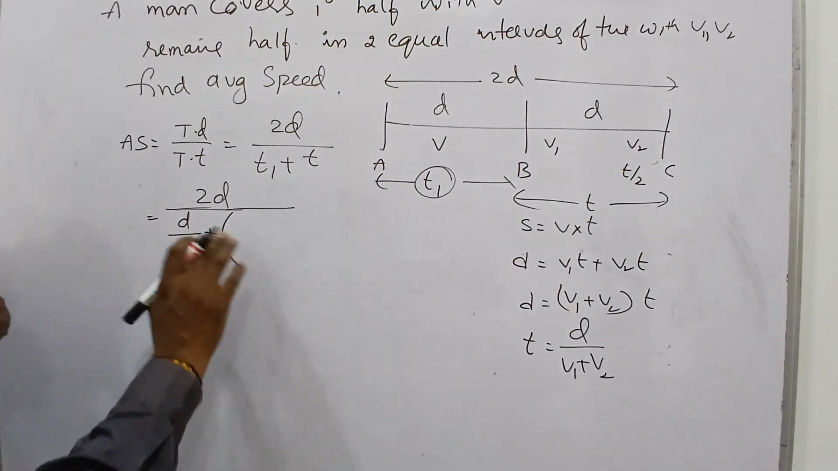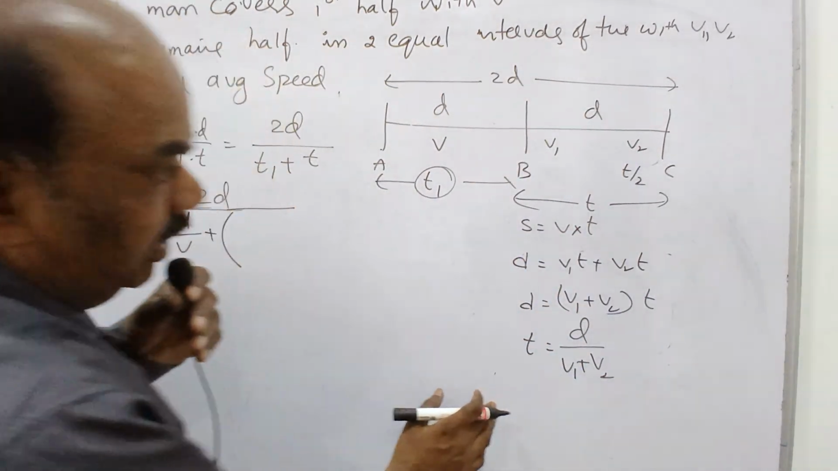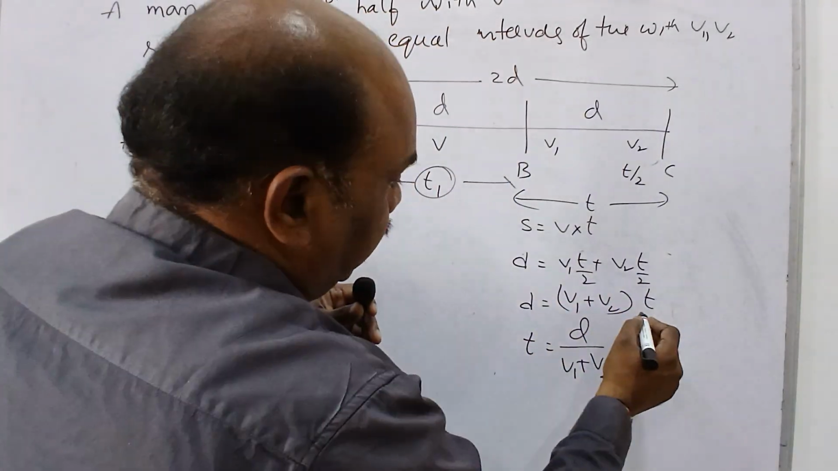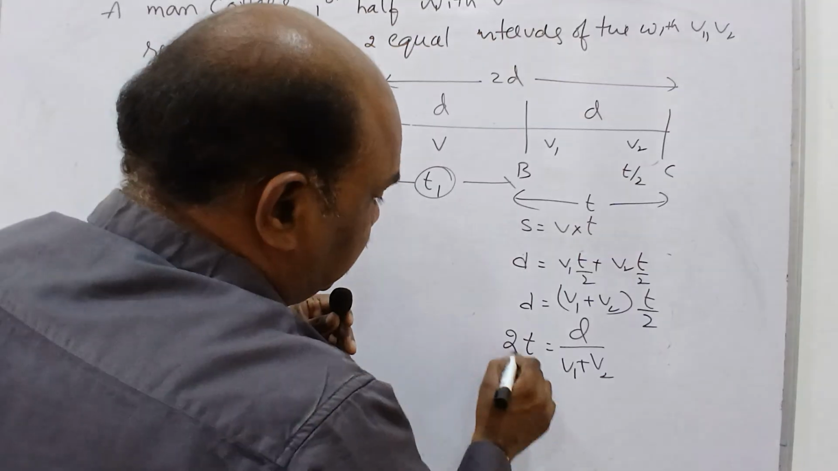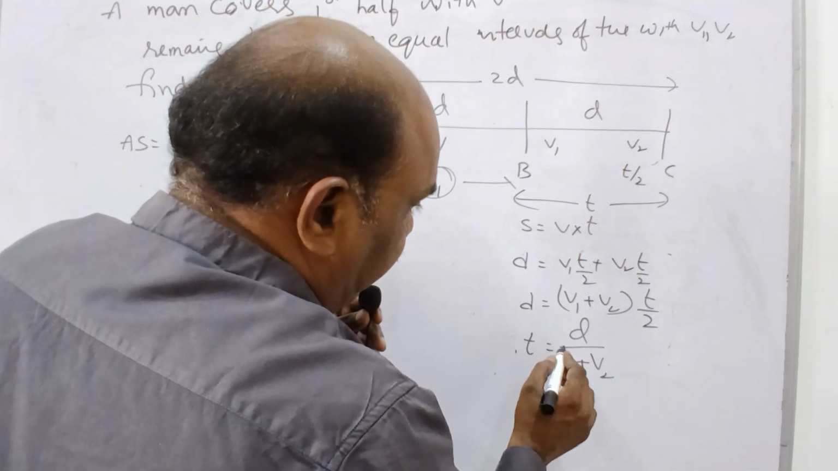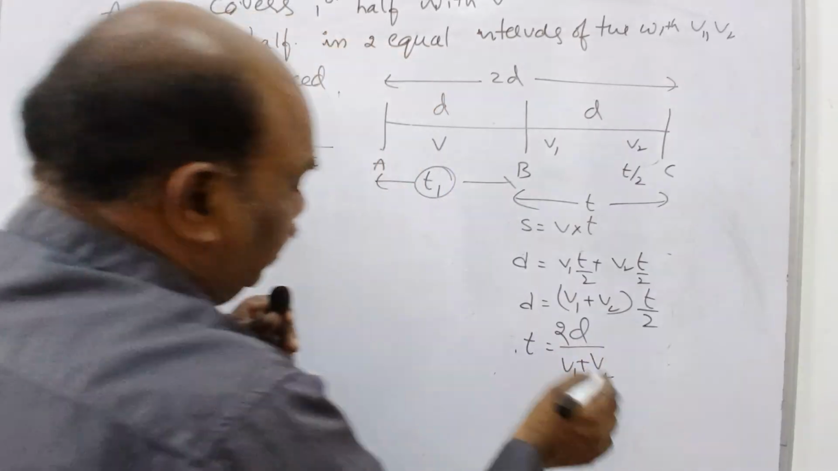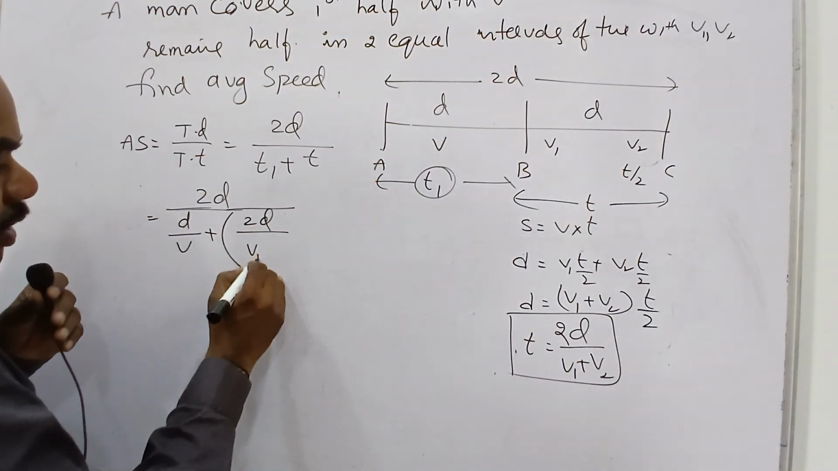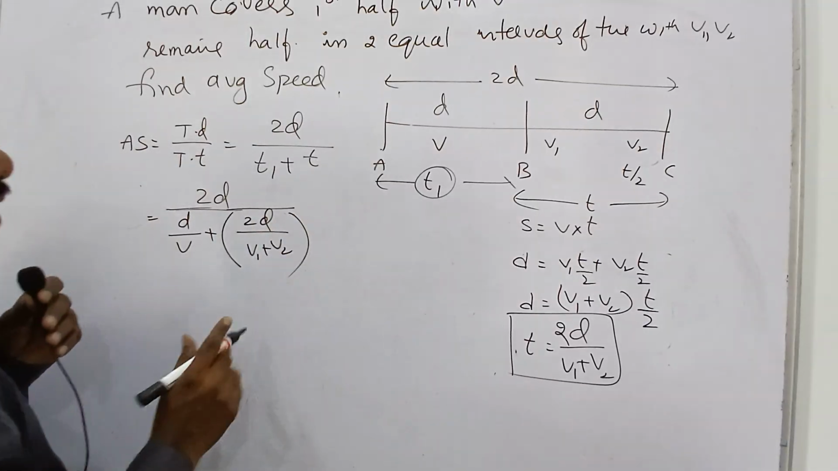Substitute here. The total distance, what will happen? This is half of the time, right? t by 2, t by 2. t by 2 take common, this 2 comes this side. Otherwise t is 2d by v1 plus v2. This time value is substituted here beta, 2d by v1 plus v2. If you simplify, you will get it.